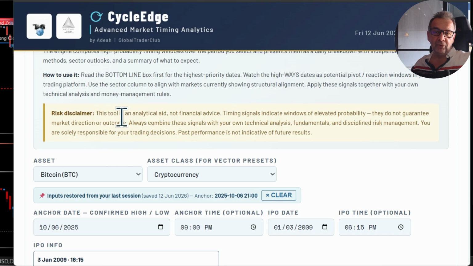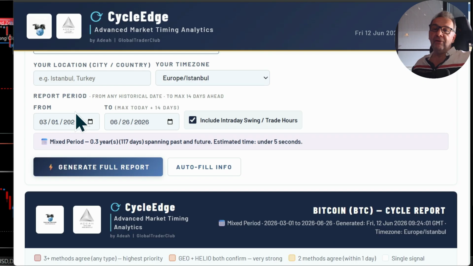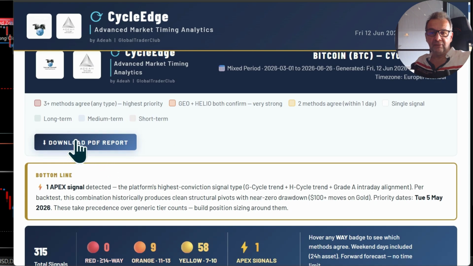Now I'm doing Bitcoin again, so all we have to do is carry on with Bitcoin. I've already done the report. As you know, I can only see 2 weeks ahead, but I can go back as much as I want. So we're going to see 2 weeks ahead from this one, and I've included the intraday swing trade hours here as well. If you're a member of the Global Trader Club, feel free to drop me a line and I will send you this as a PDF report. As you can see, download PDF report.